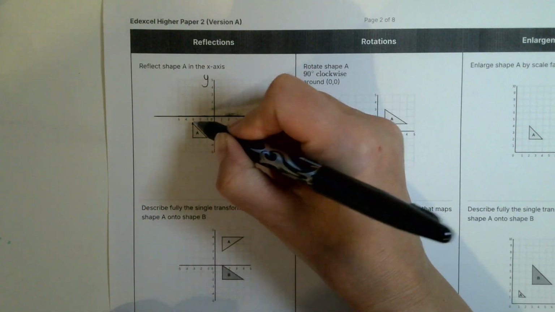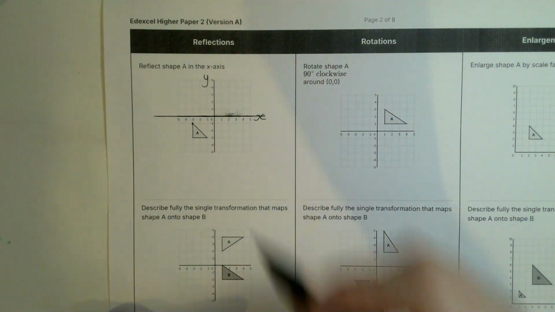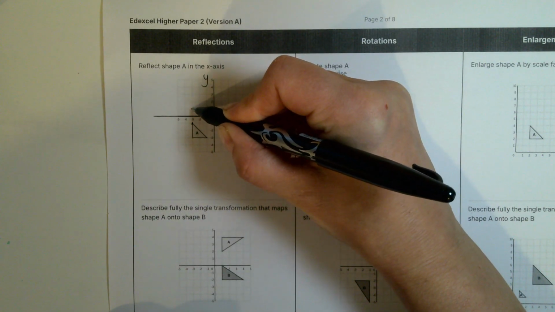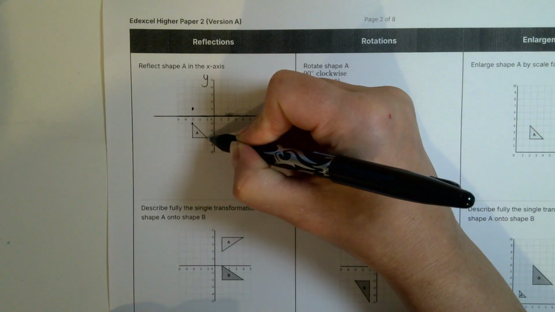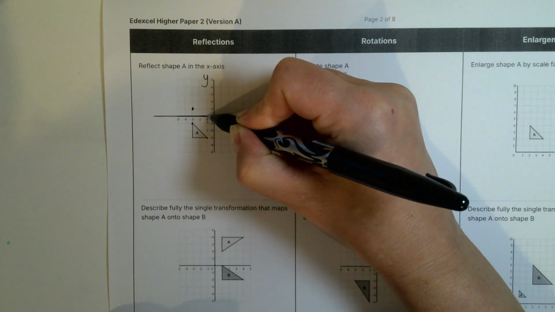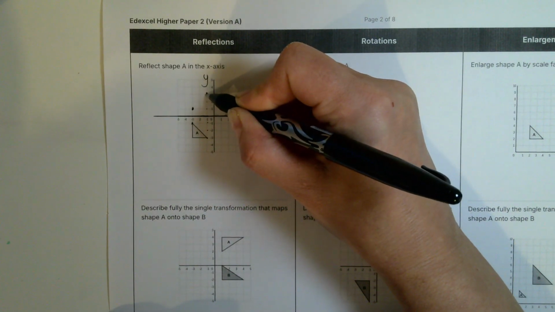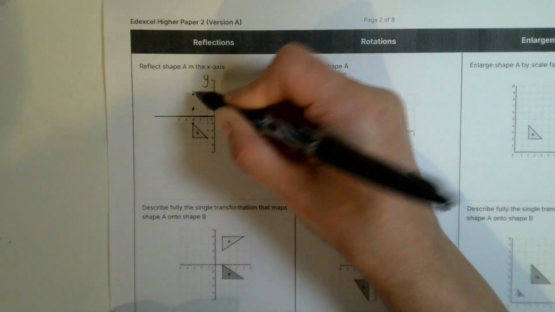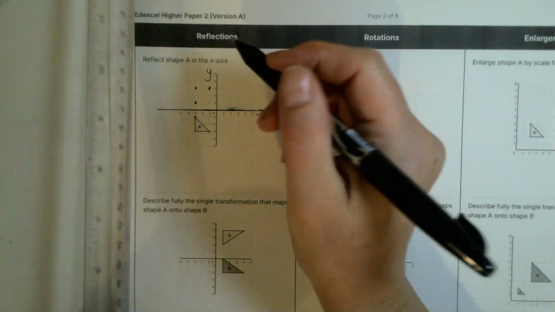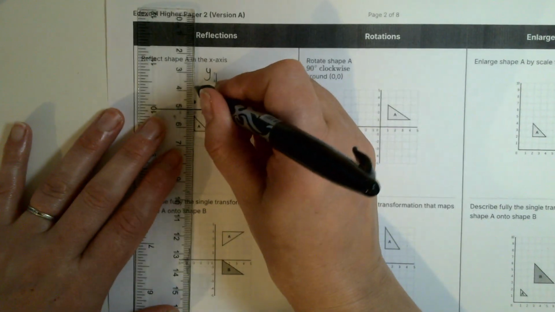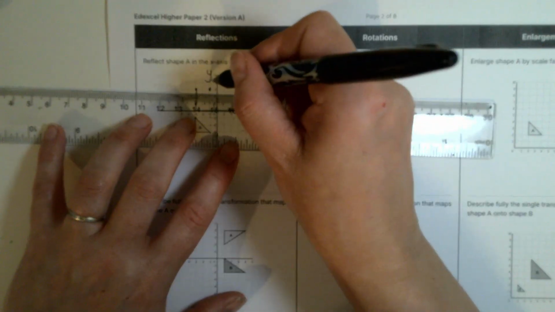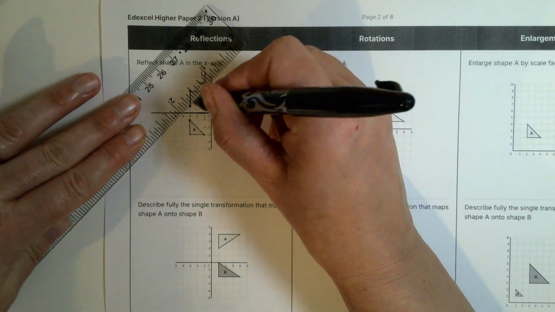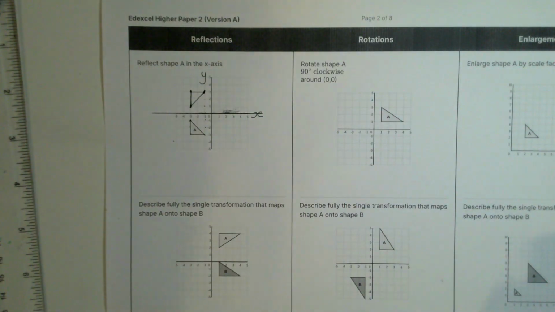Count how many squares away it is from the line and repeat that. So this vertice there, it's 1 square away, so repeat it, 1 square away. This point here, 1, 2, 3 away, 1, 2, 3 away. And then this one, 1, 2, 3, 1, 2, 3. So you're just counting the distance from the mirror line and repeating that above the mirror line. Do use a ruler and use a pencil. I know I'm not, you should be using a pencil in your exam, please.